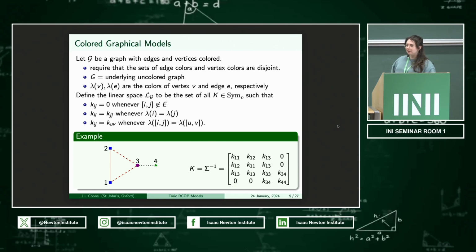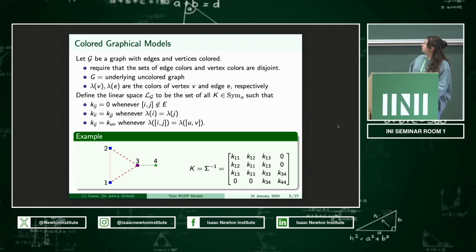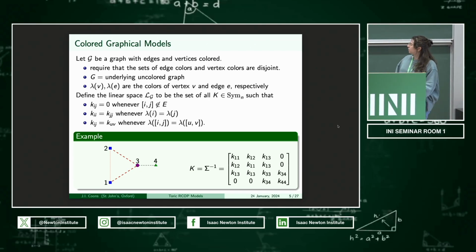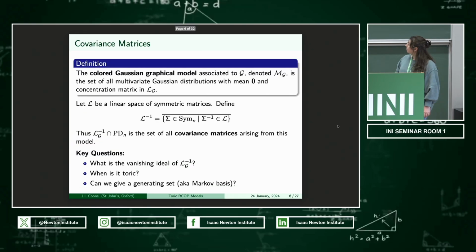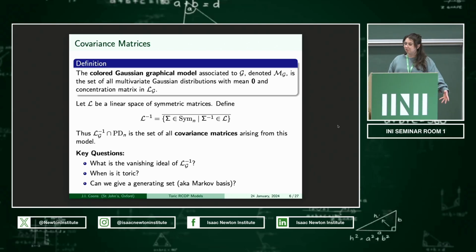This is adding some symmetry to the model, where maybe for two vertices, I think they're behaving in a similar way. They have the same concentration. So if I think that for some reason in my setup there's some symmetry, I can encode it using this graph coloring. Okay, so the colored Gaussian graphical model is either all of the multivariate Gaussian distributions whose concentration matrix lives in this linear space intersected with the positive definite cone, or just the linear space itself.